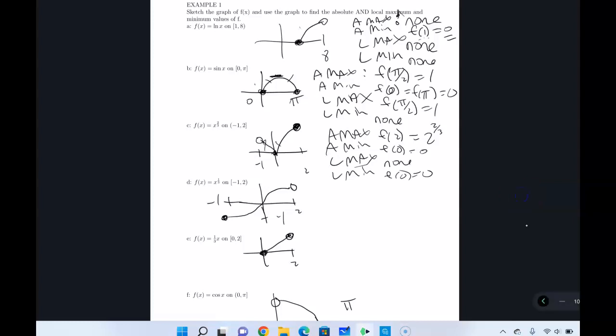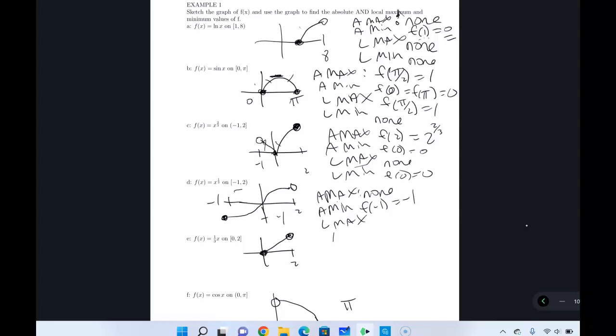Okay, here's the graph of x to the 1/3 on this interval. So let's look for absolute max. There is none because there's an open circle there, can't reach anything. Is there an absolute minimum? Yes, there is. So f of -1 is -1.